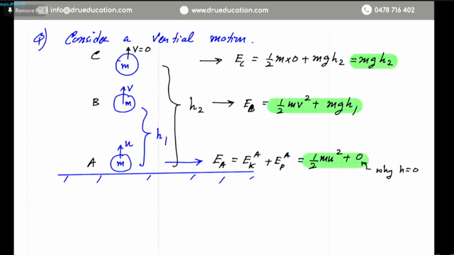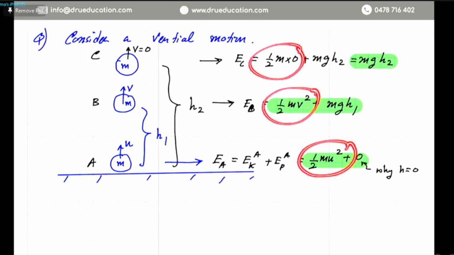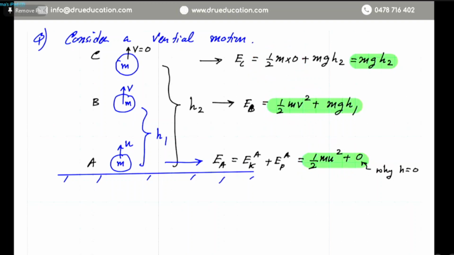Again, if you look at this EK here, this one and this one, that means the kinetic energies are different, can you see that? Also, can you see that this to this is different? So that means the potential energies are different, and the kinetic energy is also different, right?